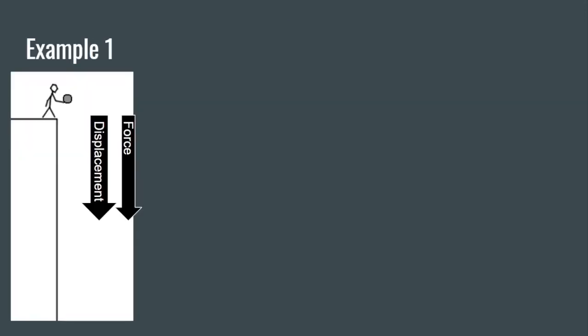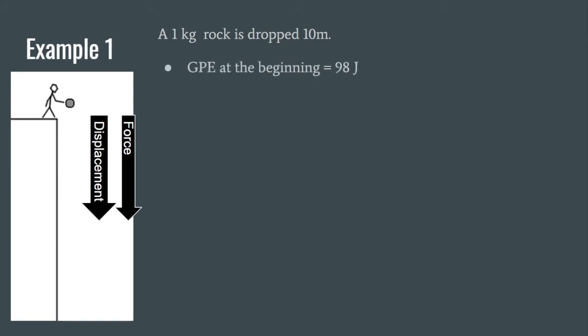Let's take a look at an example now with some numbers. Here we have a 1 kilogram rock that is being dropped from 10 meters. The GPE at the beginning would be 98 joules, and we're figuring that out because we know that GPE is mass times gravity times height. So 10 times 1 times 9.8. The KE at the beginning is going to be 0 joules because it's at rest. We said it was being dropped, which means it's at rest. Velocity is equal to 0 meters per second because kinetic energy is 0.